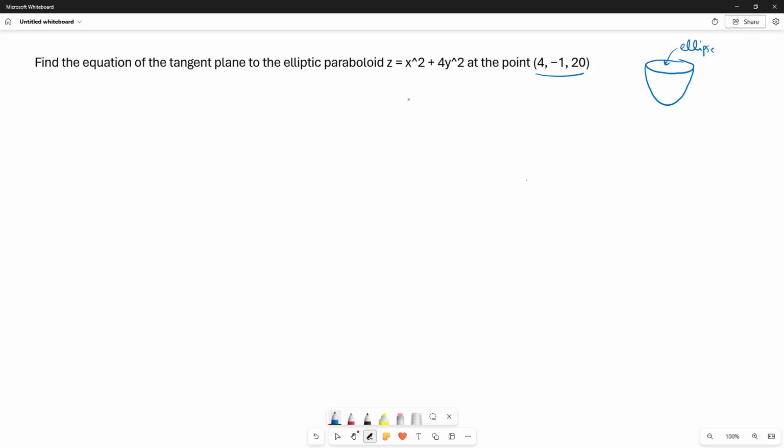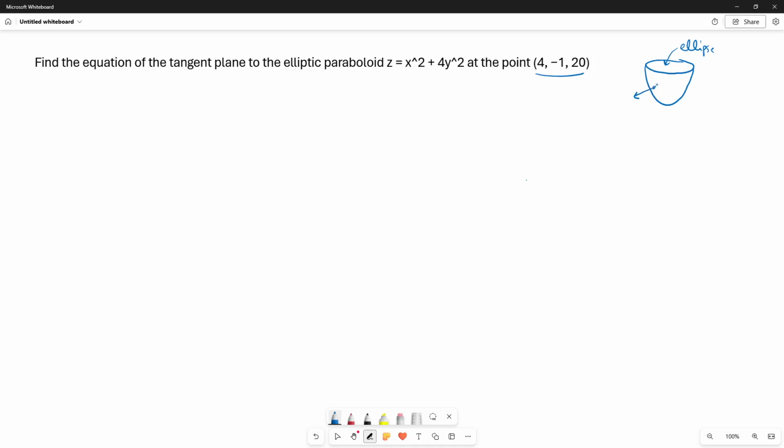And we want to find, at that point, a normal vector so that we can make our tangent plane. Because in order to find the equation of a plane, we need a point and a normal vector, a vector perpendicular to the plane.